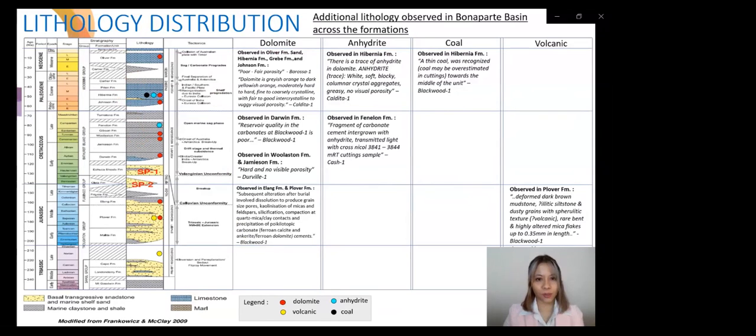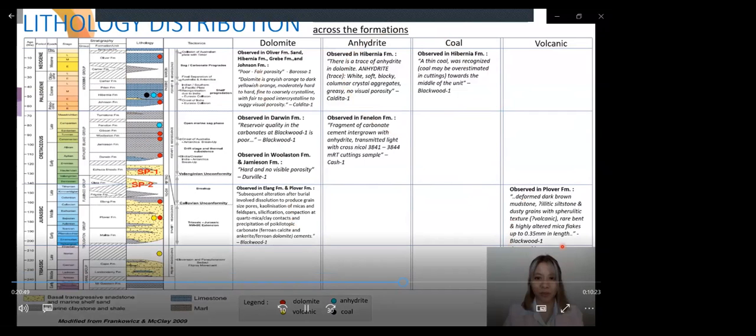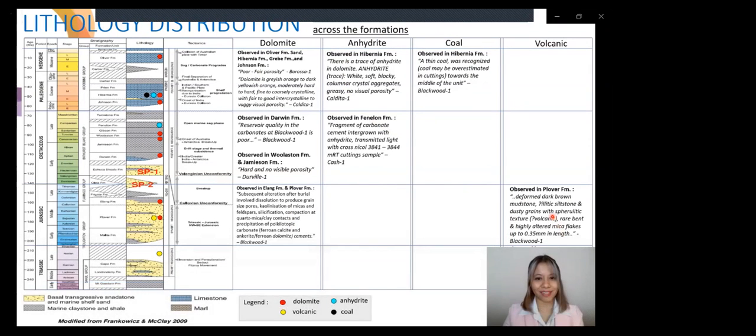We can see that dolomite occurs from Jurassic to younger formations. Anhydrite and coal mostly occur in the shallower formations, whereas volcanic materials only occur from Jurassic to deeper formations. Simple! Now you have understood the lithology distribution across the Bonaparte area and also by formation.